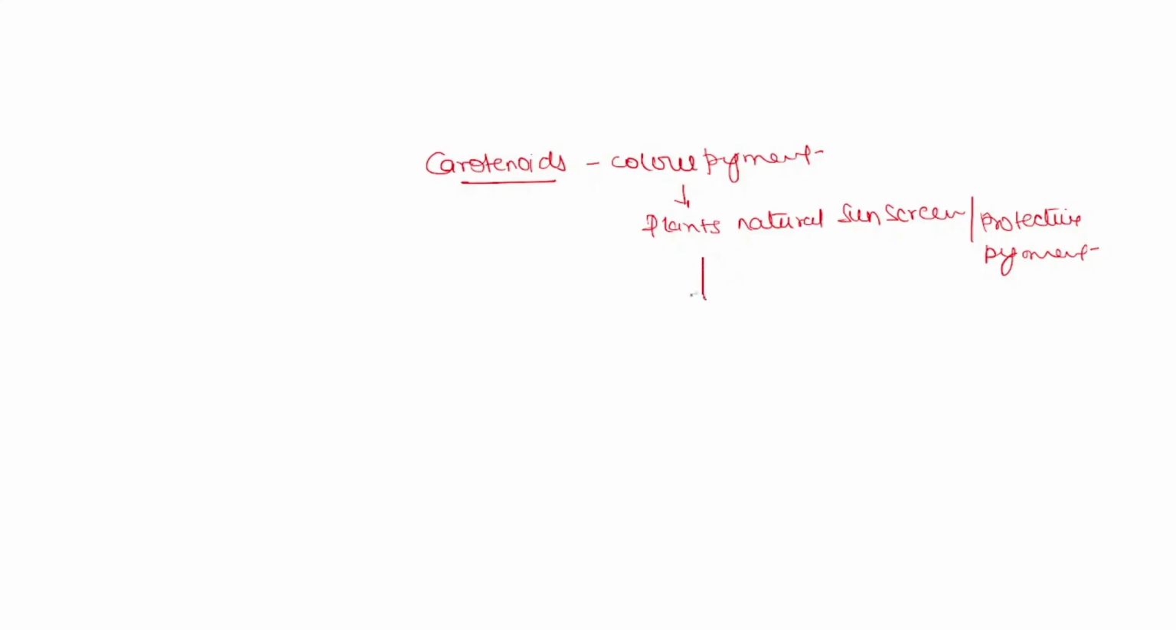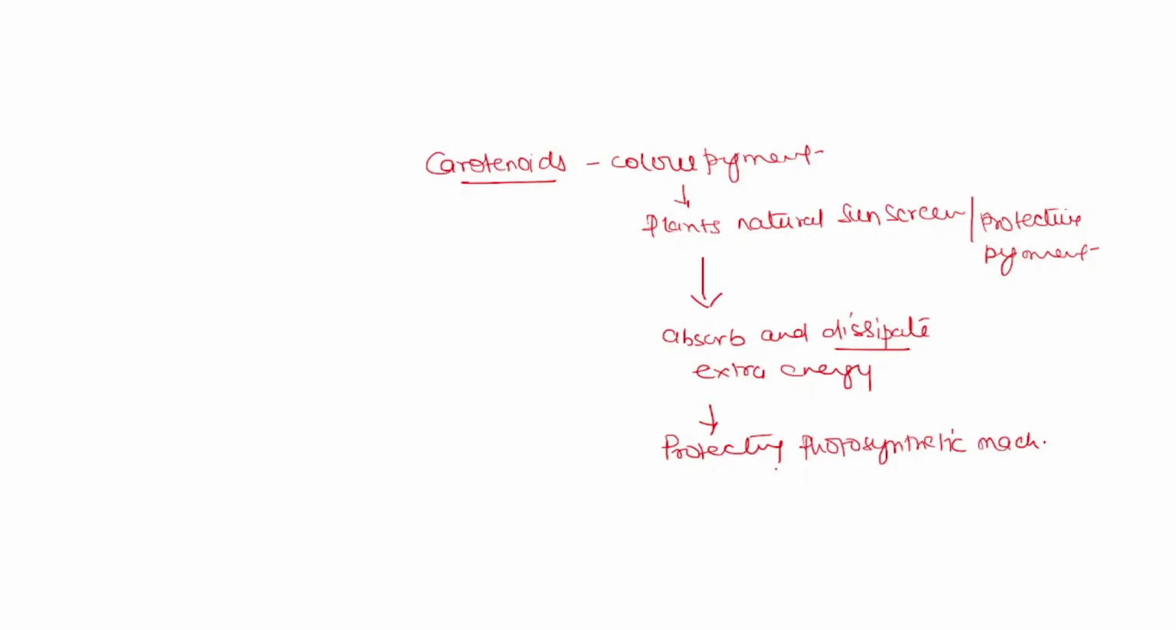So what are carotenoids doing? They absorb and safely dissipate. Dissipate means gradually disappear. They absorb and safely dissipate this extra energy and thus protect the photosynthetic machinery from photooxidation. What is photooxidation? Photooxidation is of two types. In case of photosynthesis, it can be beneficial or it can be destructive.